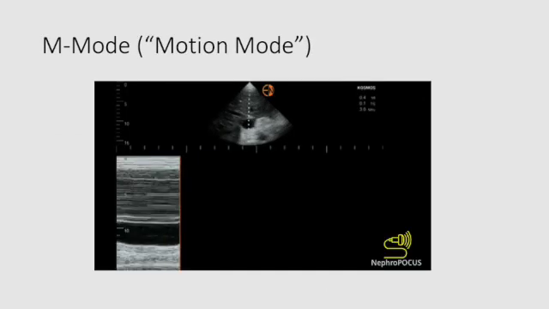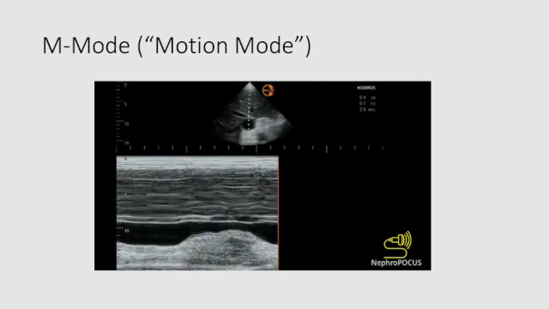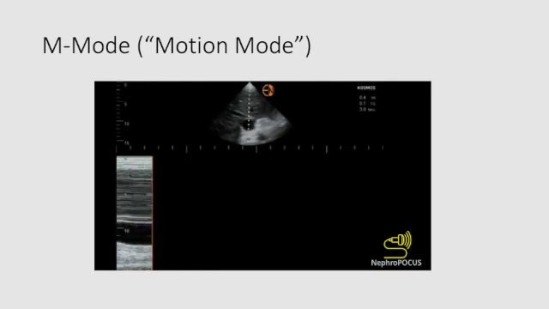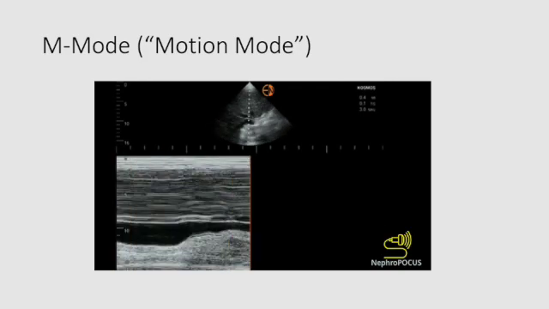I think the best way to understand M mode is to look at it being generated as it's happening. So this is an example of a vessel, most likely the IVC, being compressed by the ultrasound transducer and more pressure being applied to the body.